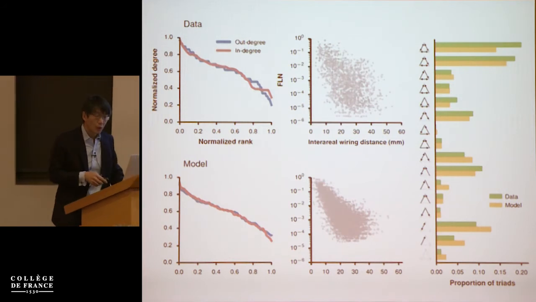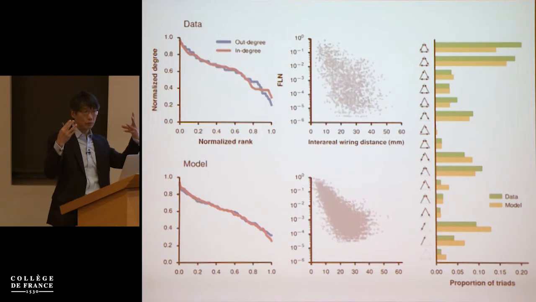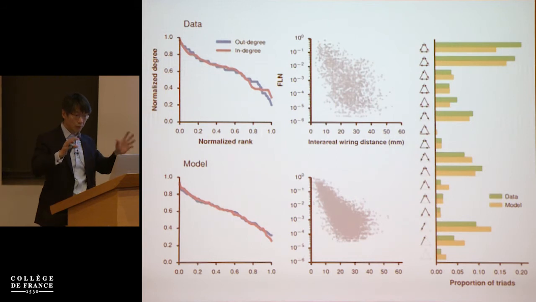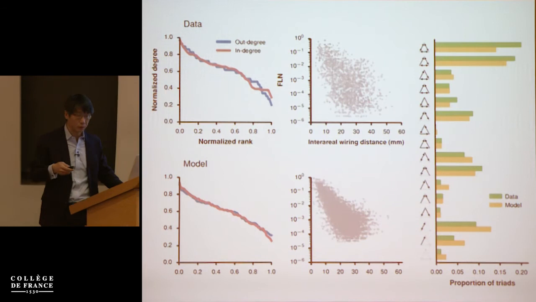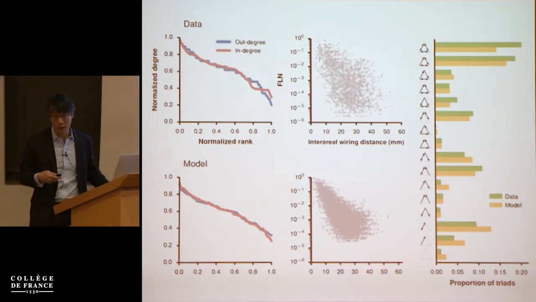So let's take this as the structural constraint for the dynamic model I'm going to build. I'm going to use FLN as the connectivity matrix for the model. Now the next question is how do you describe dynamics in each local area?